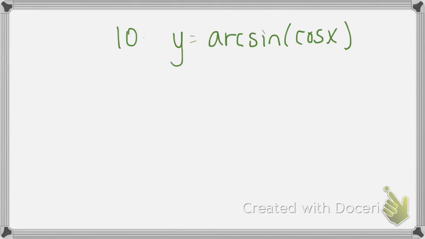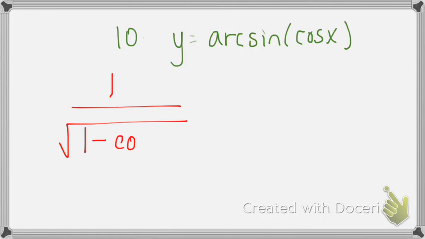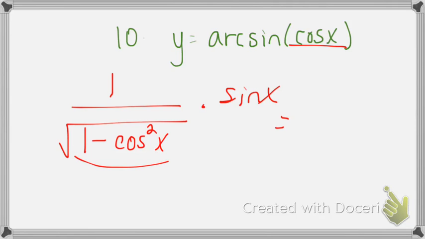Alright, here's arcsine of cosine, and since those are different, we're not going to use that process. We're just going to practice with arcsine. So we're going to say 1 over the square root of 1 minus cosine squared of x times the derivative of cosine, which is sine. I'm okay with that answer. You probably can simplify it. It would simplify to, alright, this would be sine squared of x. Square root of sine squared is sine.